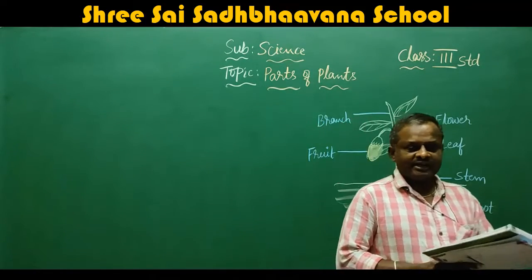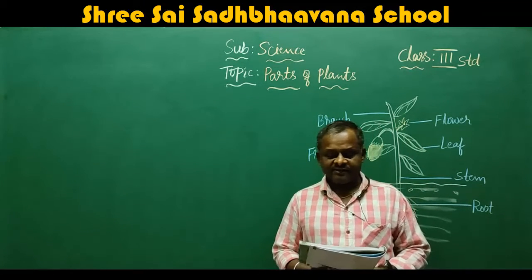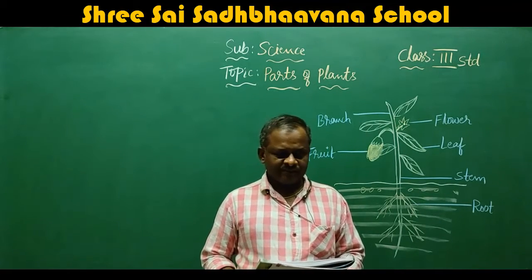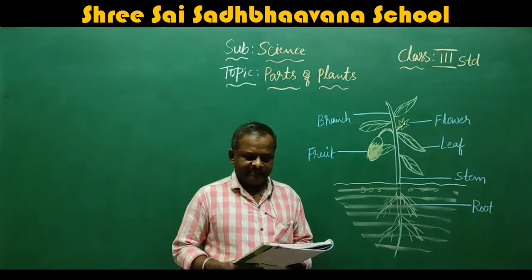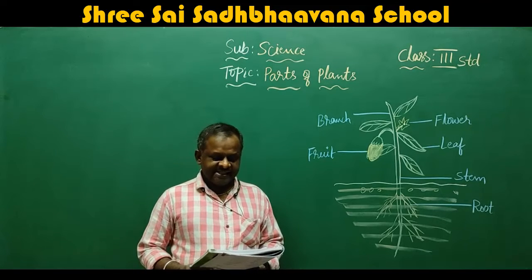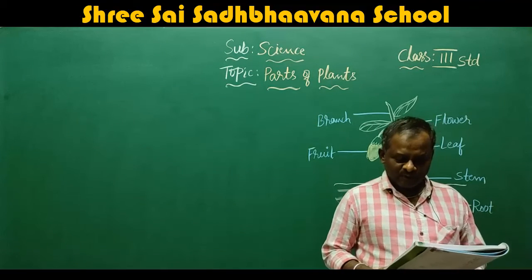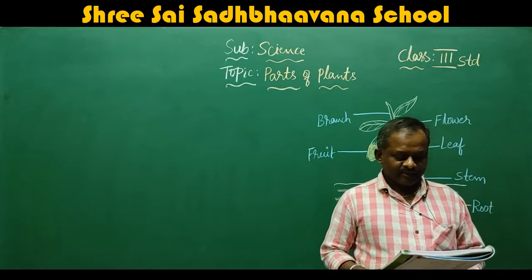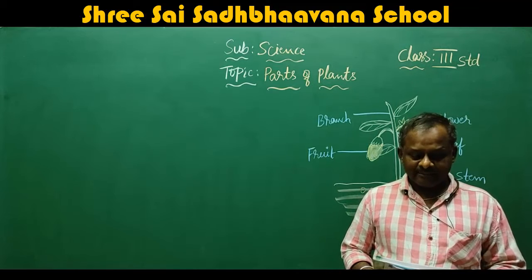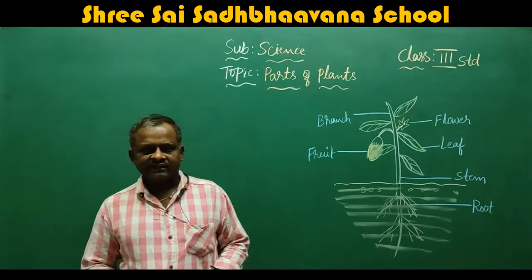Now open page number 21, that is chapter number 3, parts of plants. Okay, I will start reading. Just look at the textbook. Our body is made up of different parts. Similarly, plants have different parts. These parts work together to help plants survive and grow. All plants, whether they are big trees, shrubs, herbs, or grass, contain roots and branches. Let us study the different parts of a plant. I will explain this much.